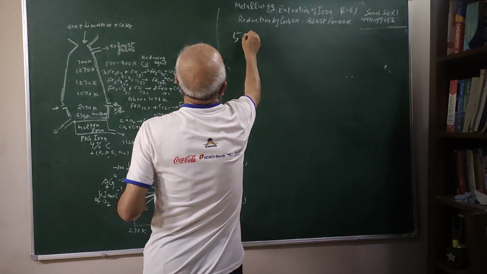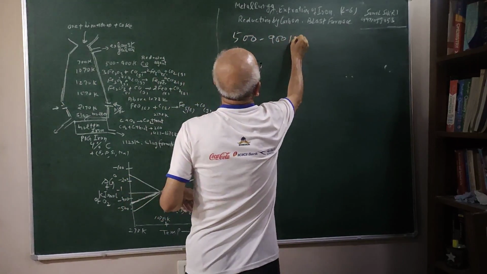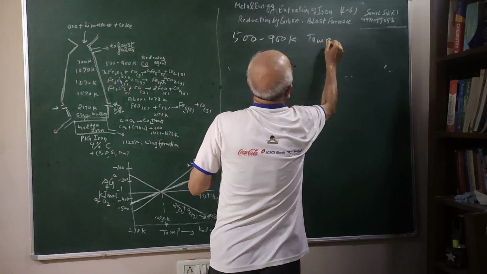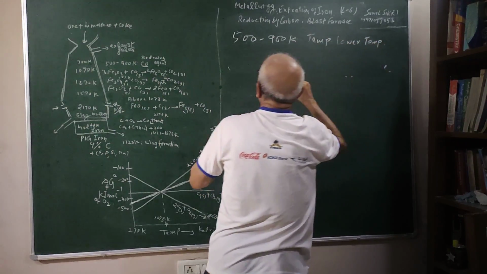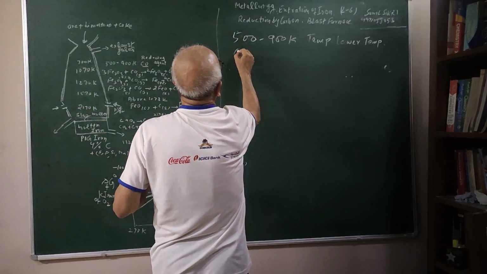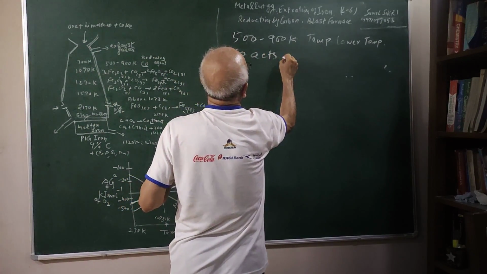So what is happening between 500 to 900 Kelvin temperature? This is my lower temperature. The carbon monoxide acts as a reducing agent.